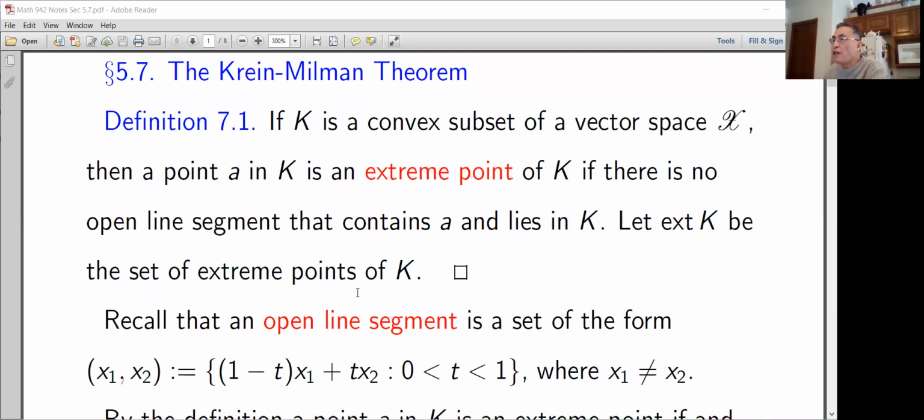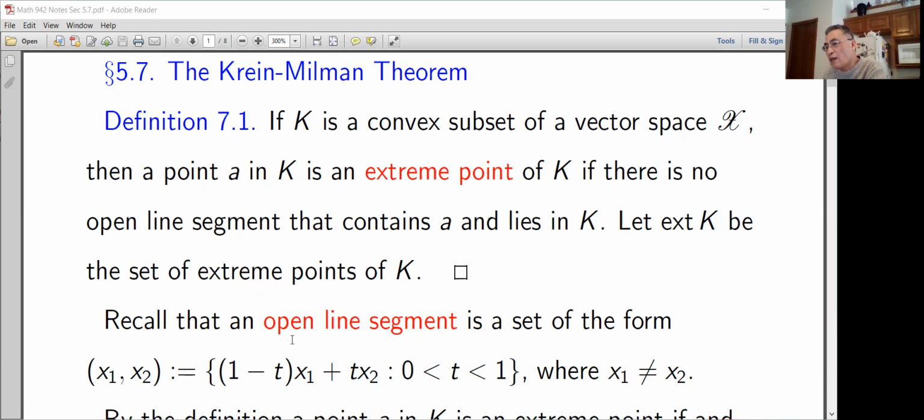Definition. If K is a convex subset of a vector space, then the point A in K is an extreme point of K if there is no open line segment that contains A and lies in K. So let ext K be the set of extreme points of K. So ext K is the notation for the set of extreme points of K.